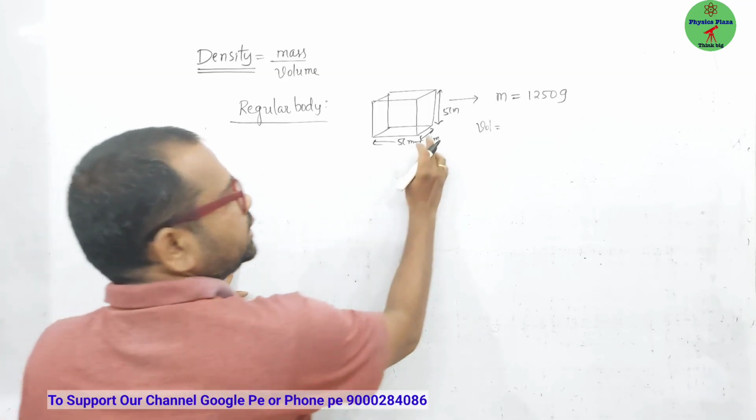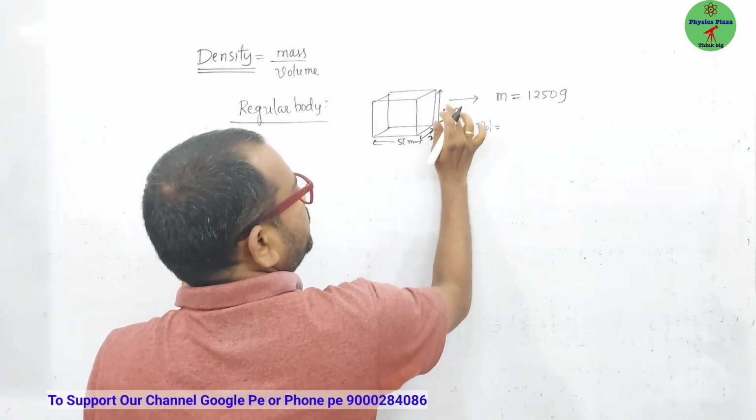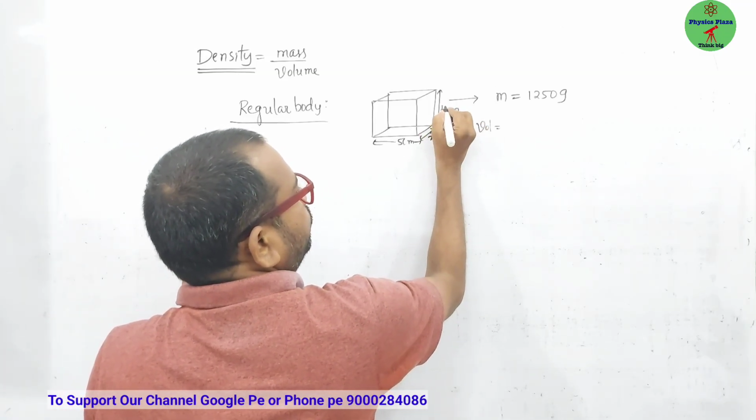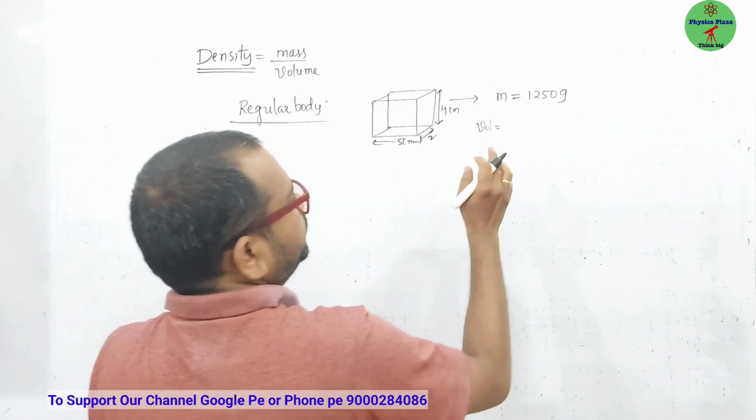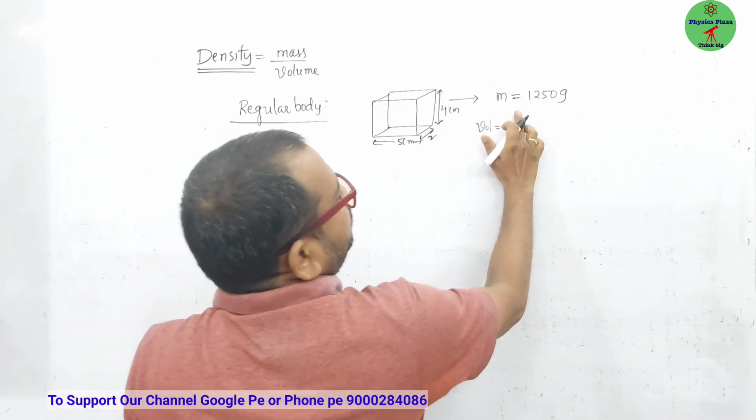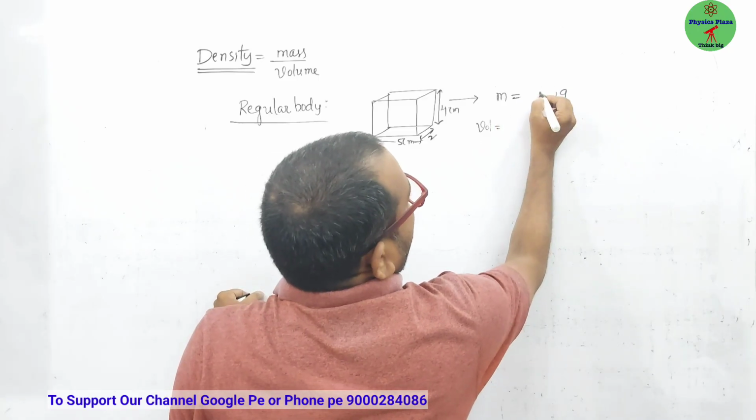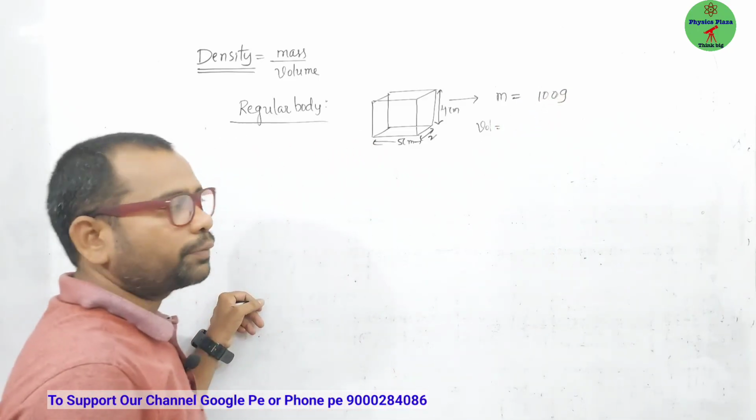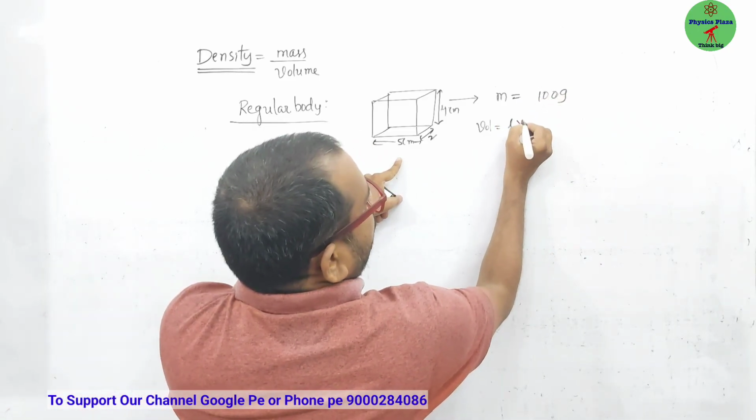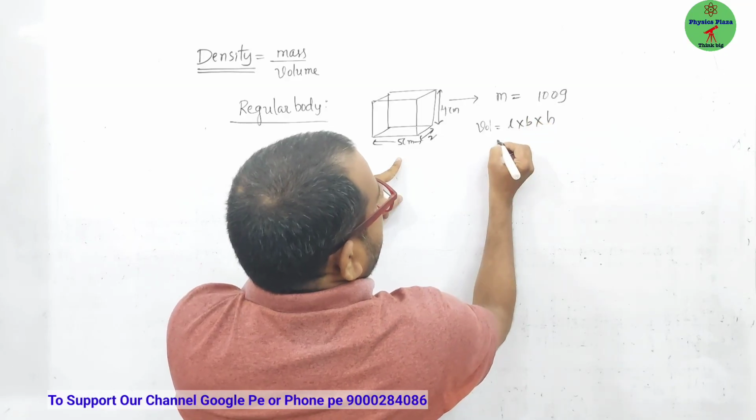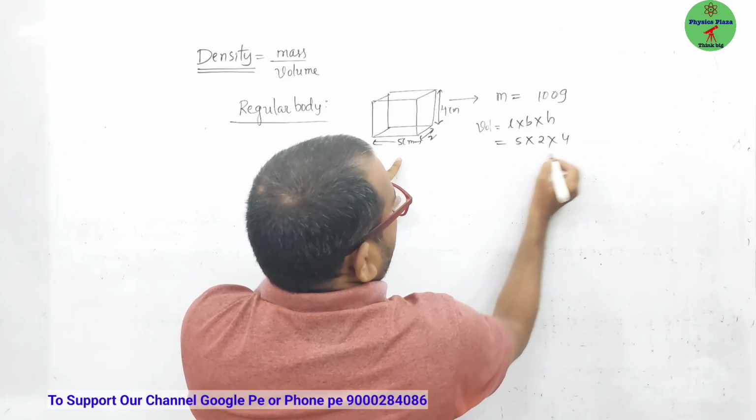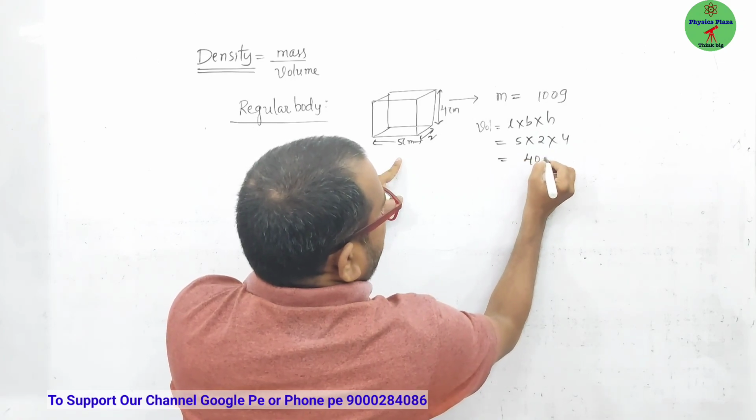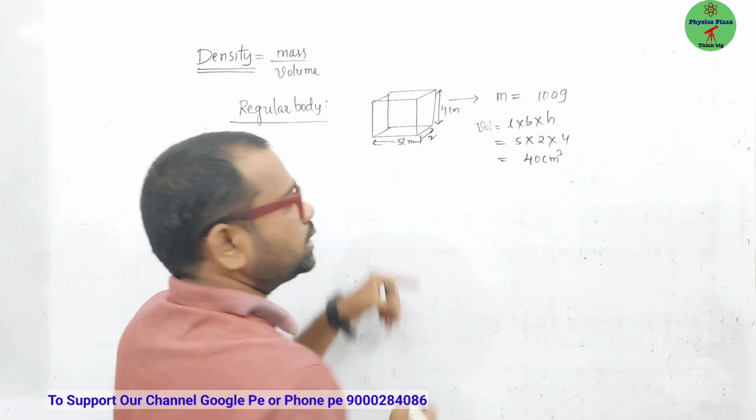Okay, let us see this. This is 2 centimeter. This is 4 centimeter, something like that. So let us say we got 100 grams, an example I am telling you. Now length into breadth into height. Length is 5 centimeter, breadth is 2, height is 4. So this is 40 centimeter cube.